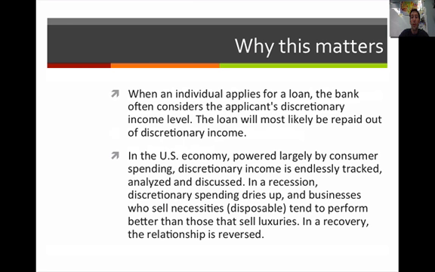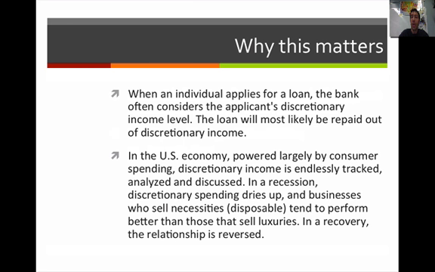As it also says on the bottom, the U.S. economy is powered largely by consumer spending. Discretionary income is endlessly tracked. So Best Buy, Amazon, those types of stores, they really thrive and they live on your discretionary income.